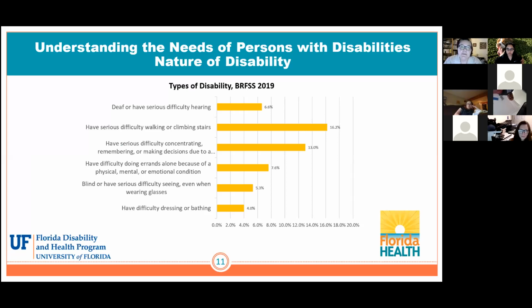So what we look at, the most frequently reported functional disability in Florida was a person has a serious difficulty walking or climbing stairs at about 16%, and then about 13% was having serious difficulty concentrating, remembering, or making decisions due to a physical, mental, or emotional condition. So these are kind of the top two functional limitations. We also have people who are deaf or hard of hearing. We have doing errands alone, people who are blind or have serious difficulty seeing, and then finally have difficulty dressing or bathing.